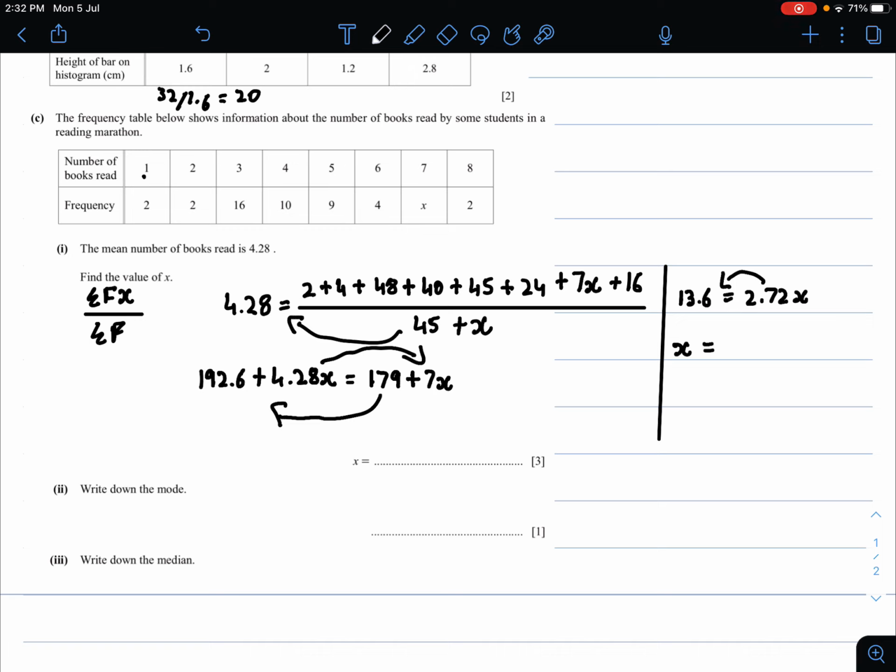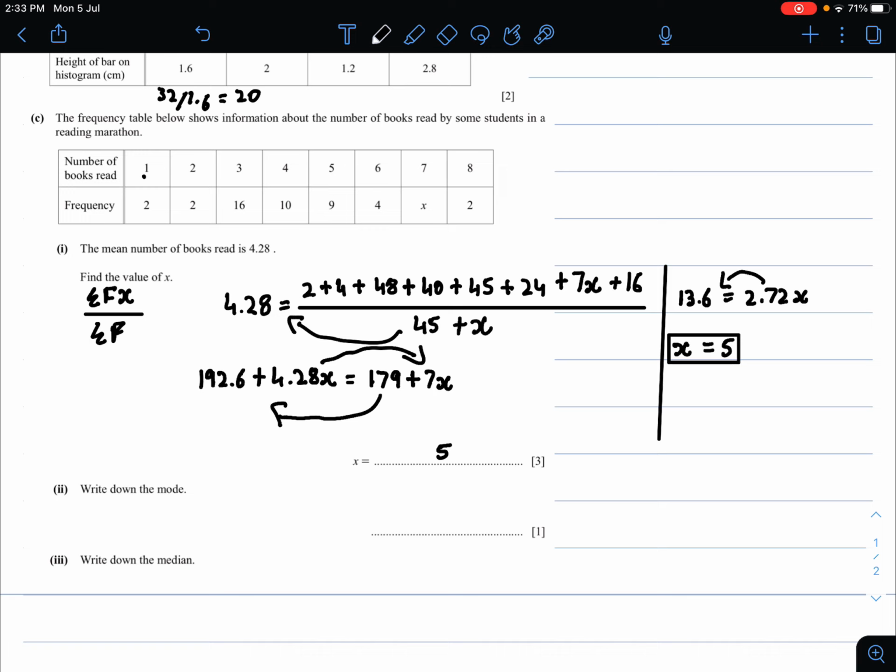So you can take the 2.72 to the other side. Multiplication when taken to the other side of the equation becomes division. So 13.6 divided by 2.72 is equal to 5. Therefore x is equal to 5. And therefore this is your final answer for part C1.